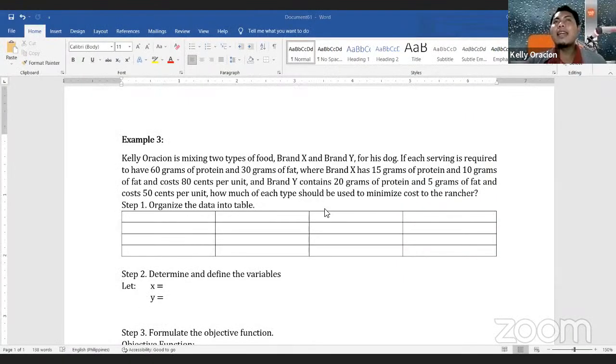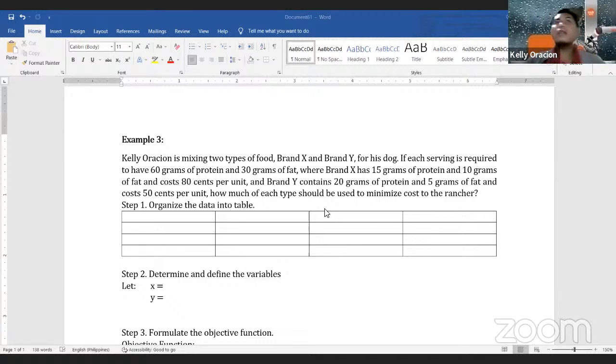Hello, students. This time, I am going to present another example. This example is quite different from our previous examples, no? Because example number 1 and number 2 were all about maximizing. But this time, we are going to minimize the cost. We are minimizing now. So we have here a problem.